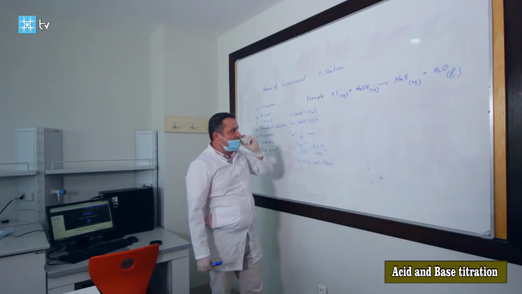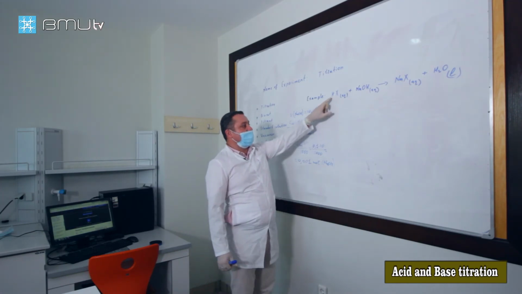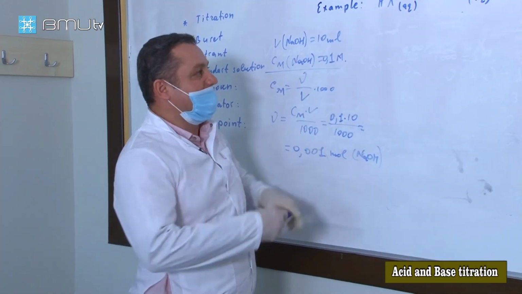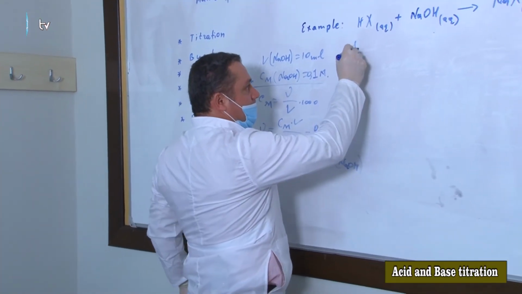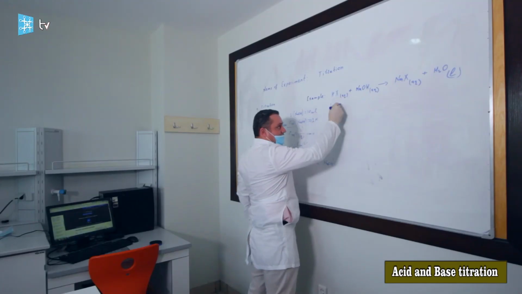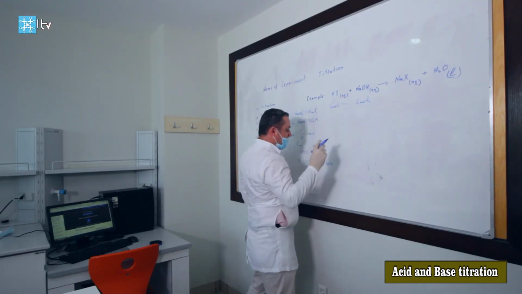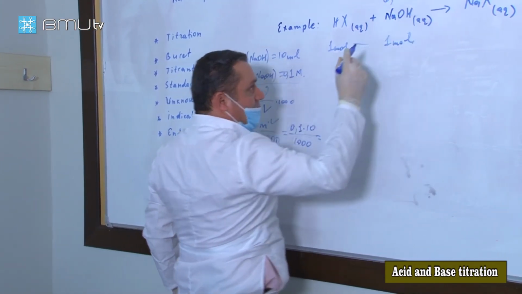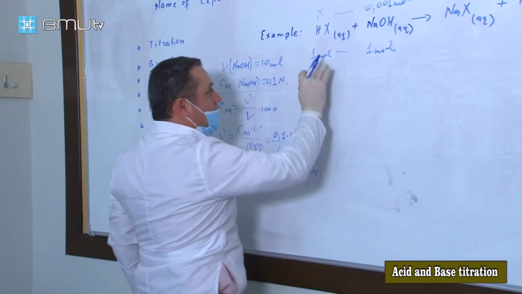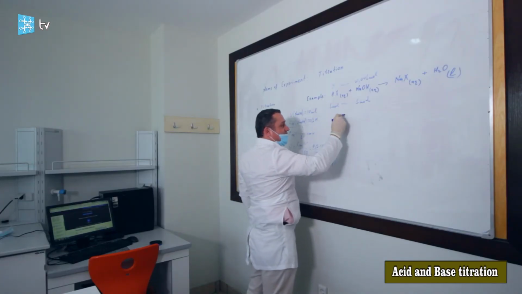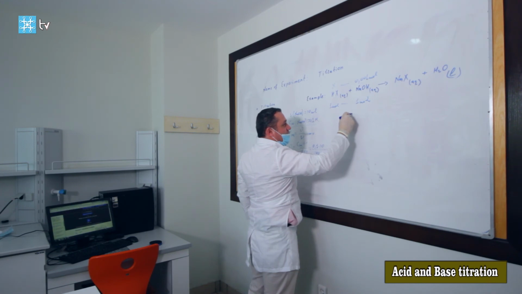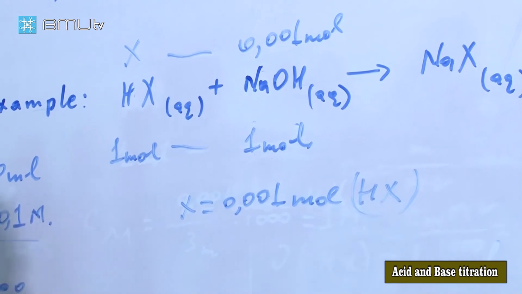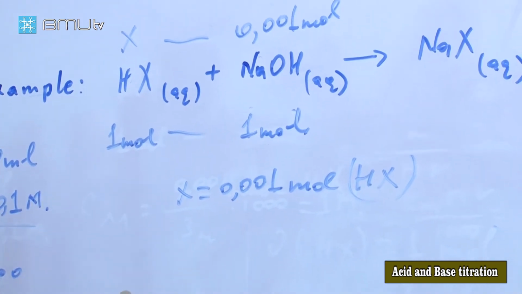Let's look at the reaction. As I mentioned, in our reaction, the unknown acid is monoprotic. That's why in the reaction 1 mole of acid reacts with 1 mole of sodium hydroxide. So 0.01 mole sodium hydroxide also reacts with X mole of unknown acid. We can calculate that this equals 0.01 mole unknown acid.